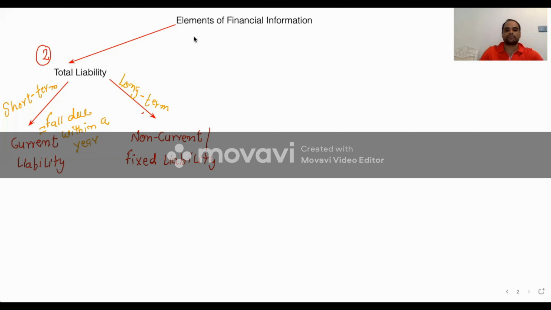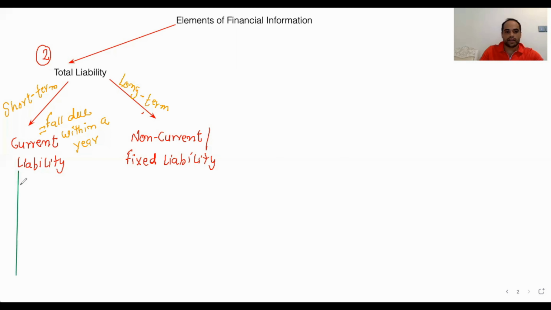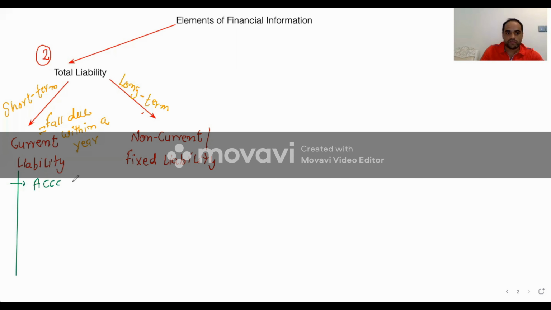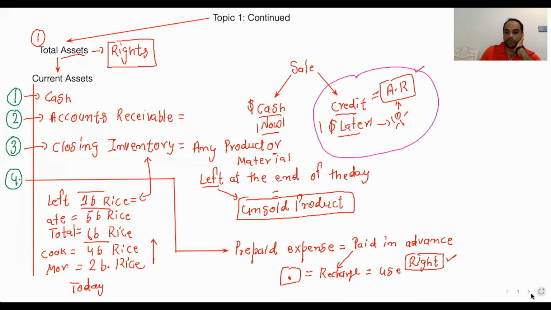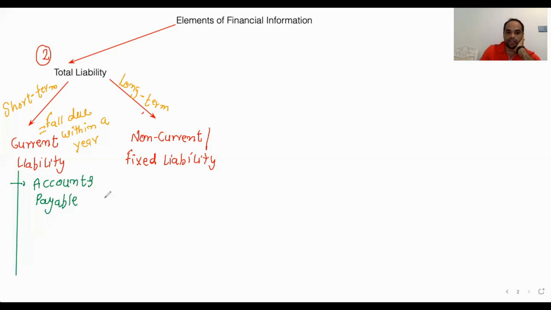Now, what is inside current liability? The first thing that is part of current liability, the opposite of accounts receivable, is accounts payable. Now, what does accounts payable mean? Accounts payable is the opposite of accounts receivable. So what is accounts payable?